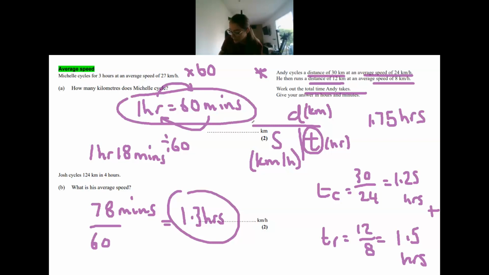So I could do 1.75 times 60, that gets me in minutes, then I put that in hours and minutes, or if you know that 0.75 also is 3/4 as a fraction, that means 3/4 of an hour and 3/4 of an hour is 45 minutes, so 1 hour and 45 minutes, because the question wants it in hours and minutes.